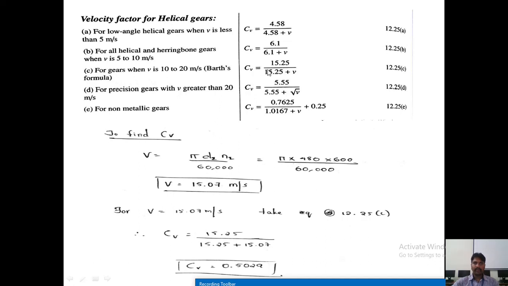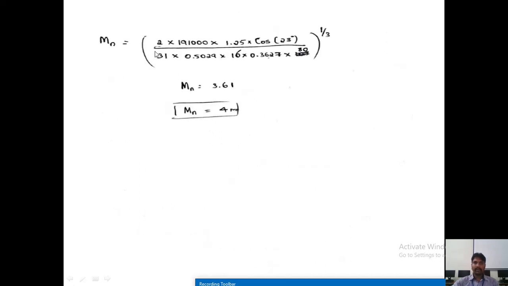So go for Cv is equal to 15.25 divided by 15.25 plus V. By using this equation, substitute the value of V. So we got Cv which is equal to 0.5029. Cv is known, so by using that we can calculate the normal module.